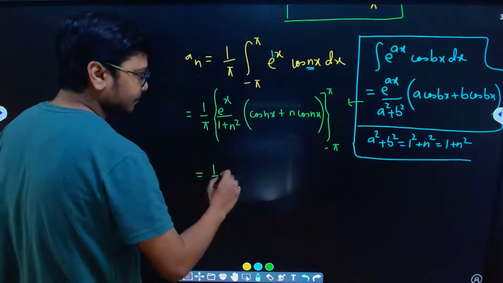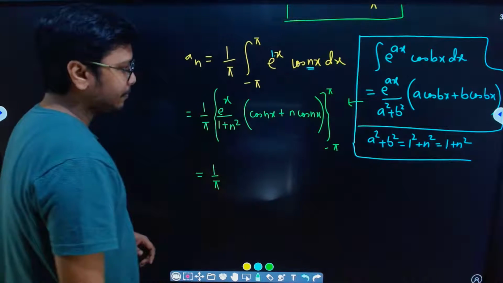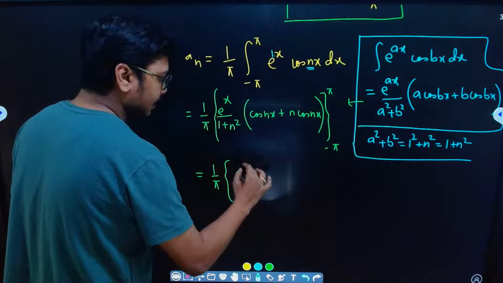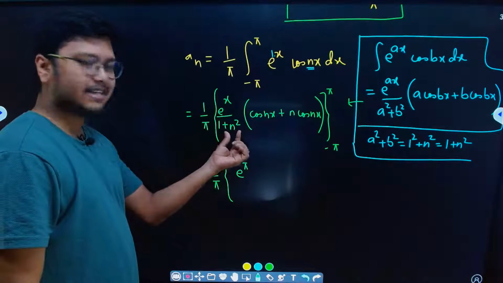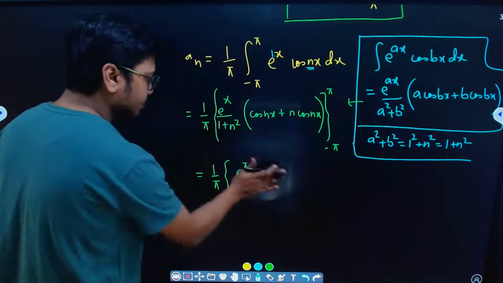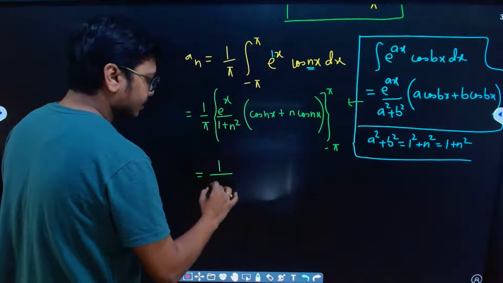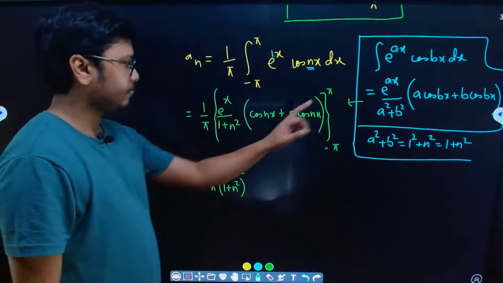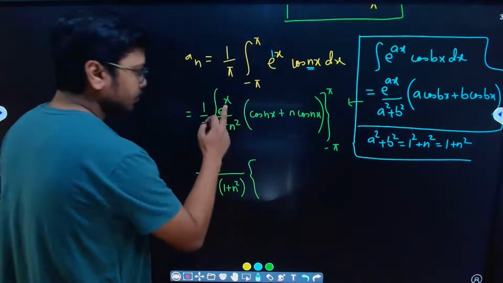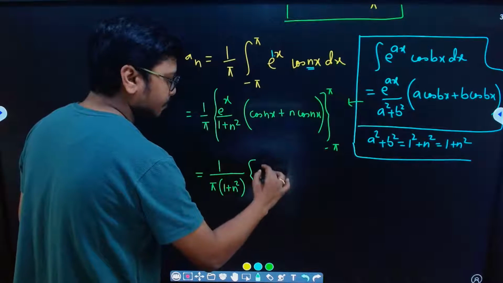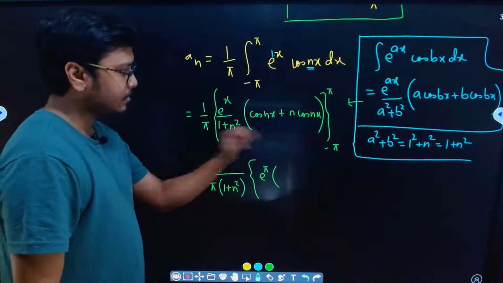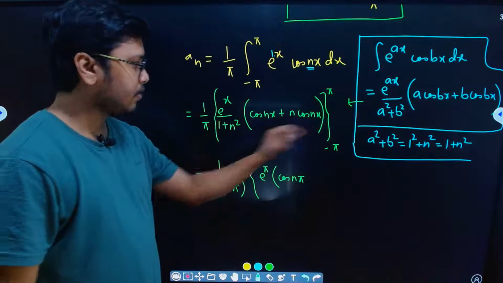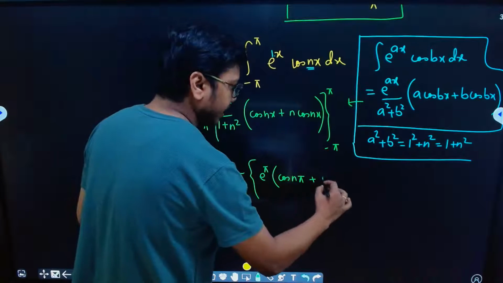1 by pi. If I put the upper limit, which is pi, so e to the power pi. I'll bring the 1 plus n square outside, like 1 plus n square is a constant, so I'll bring that outside. 1 plus n square. And if I put pi in place of x, I'll have e to the power pi, and pi in this place, I'll have cos n pi, and pi over here I'll have plus n.